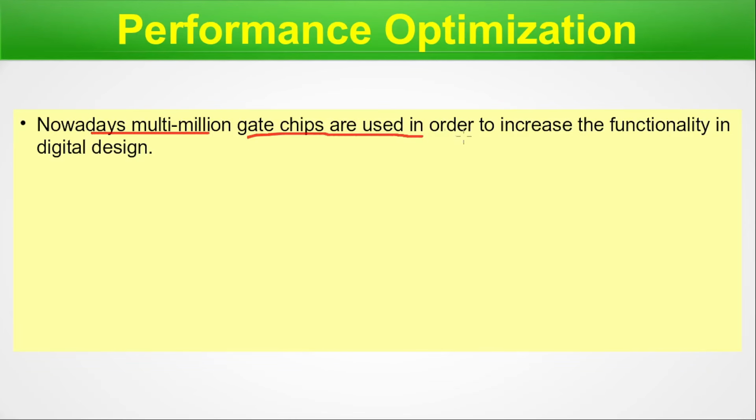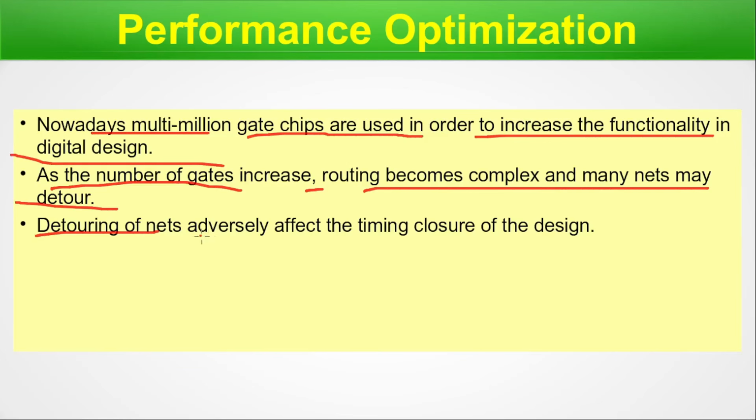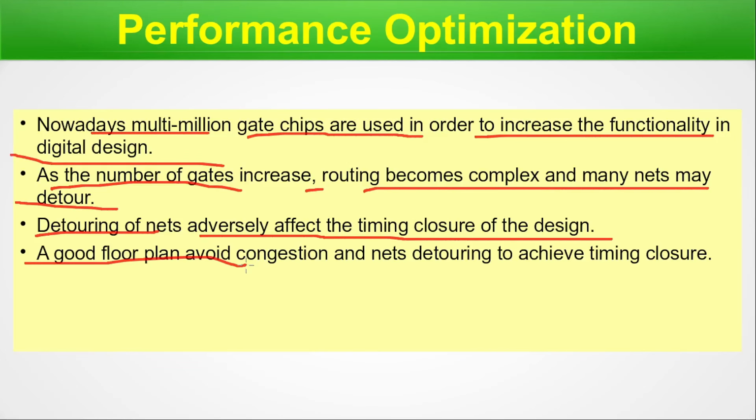Nowadays, multi-million gate chips are used in order to increase the functionality in digital design. As the number of gates increases, routing becomes complex and many nets need detours. That means when we are routing, we need to bypass different areas and we have to have long routing. Now we have a chip in the high gigahertz range with several million gates. Detouring of the net adversely affects timing closure of the design. This detouring may be necessary for the design to act as designed, but it impacts the timing. A good floor plan is used to avoid congestion and net detouring to achieve timing closure.